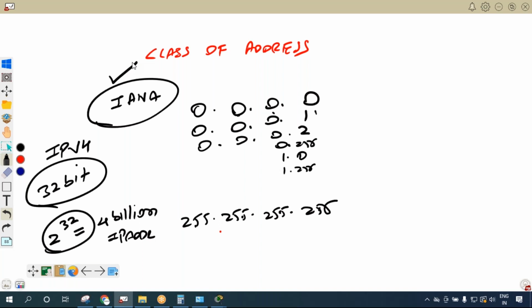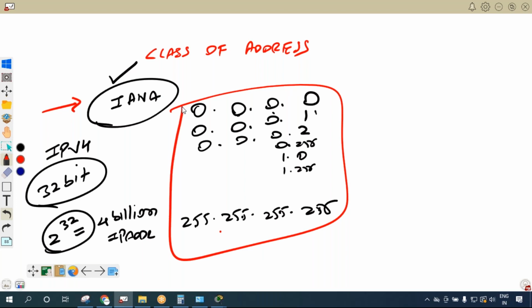If anyone wanted an IP address, say I want to give an IP to my computer, they had to take the IP from IANA. In olden days, I'm talking about 1970-80, they had to talk with IANA to get the IP address. So what IANA did: companies were coming to them for IPs, and they had only this many limited IPs.